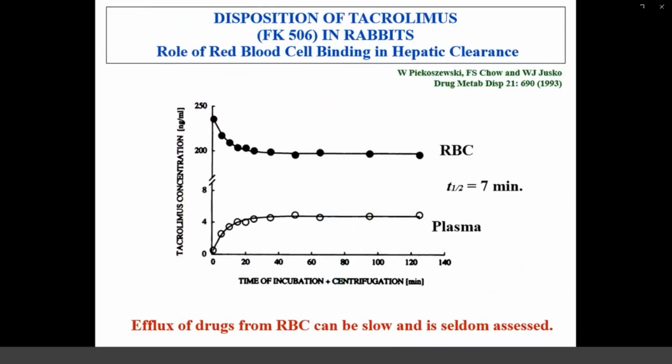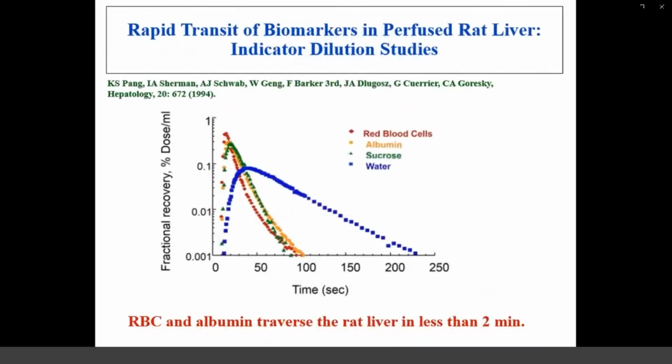So red blood cell equilibration is seldom assessed. When is it important? Let's look at red cell transit times. This is an indicator dilution study in perfused rat liver. Biomarkers were used for four entities. And if you look at red blood cells and albumin, we see that these compounds traverse the rat liver in less than 2 minutes. So red cell equilibration has to be really fast to not be important as a factor in these models.